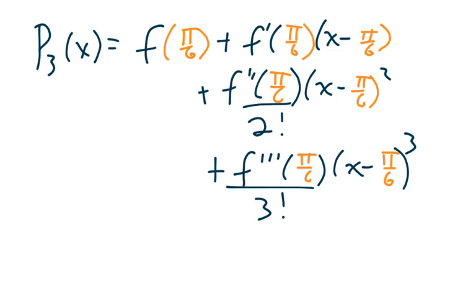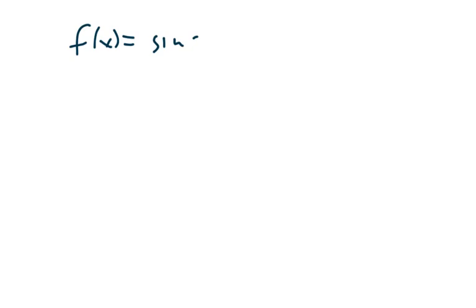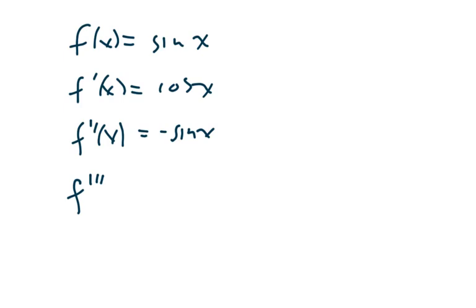And so let's write out these derivatives and these values. Okay, so f of x is sine of x. F prime of x is cosine x. F double prime of x is negative sine of x. And f triple prime of x is negative cosine of x.